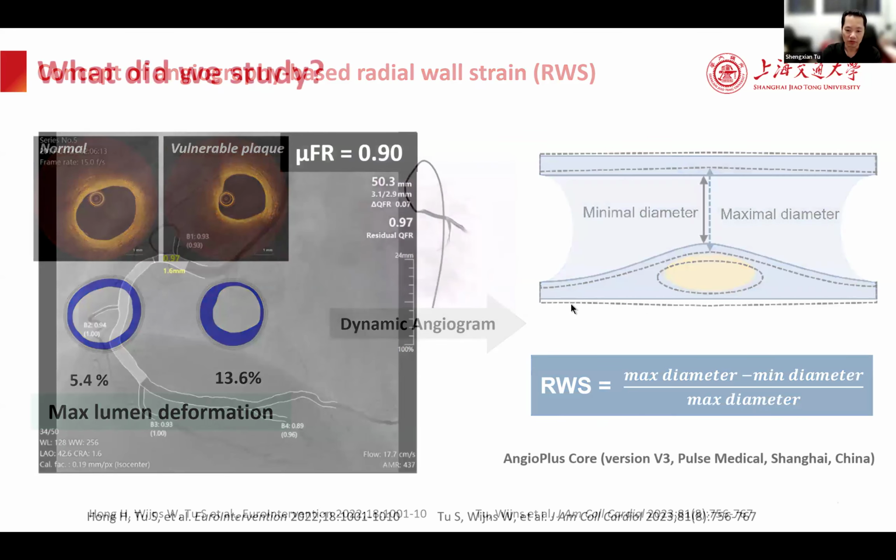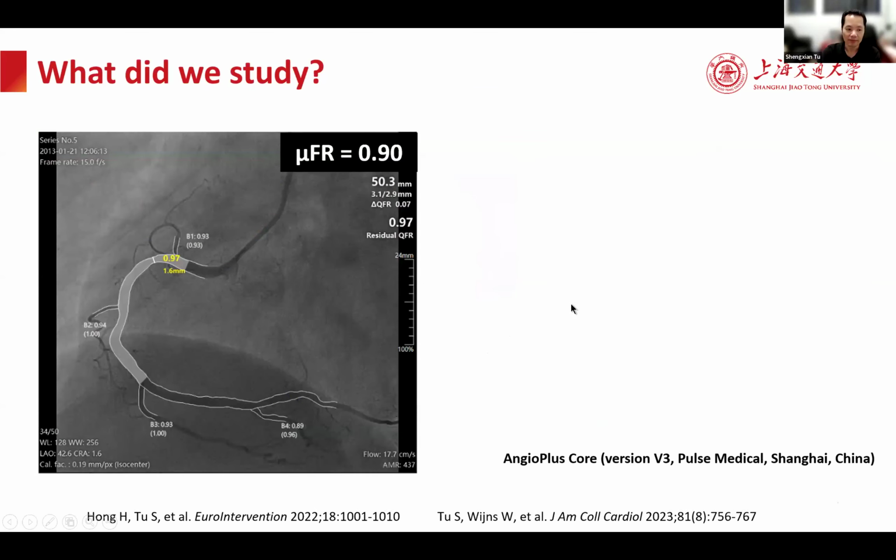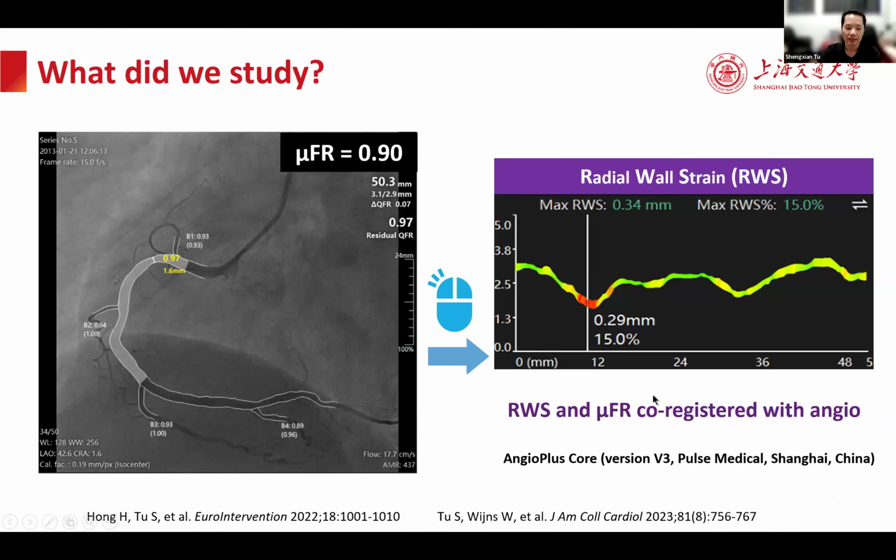This is the concept. We implemented this in the AngioPlus software by Pulse Medical in version 3. As you can see, after single-view QFR, if the quality of the angio is good, you can get this co-registered color-coded map. The red color indicates the hotspot, behind which the lesion is likely vulnerable.